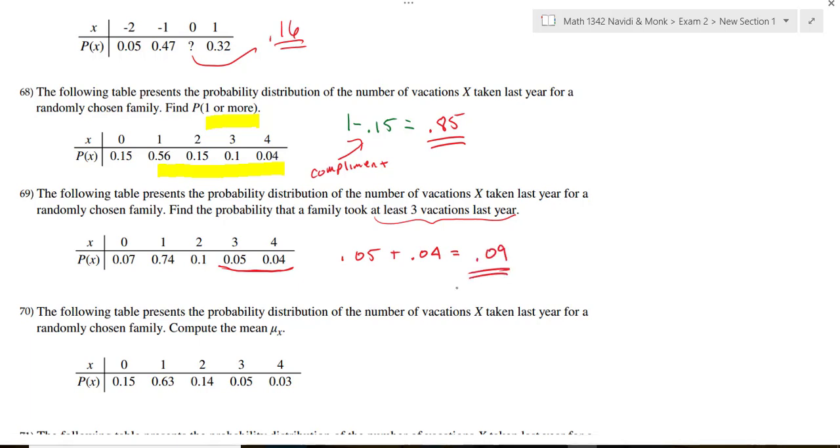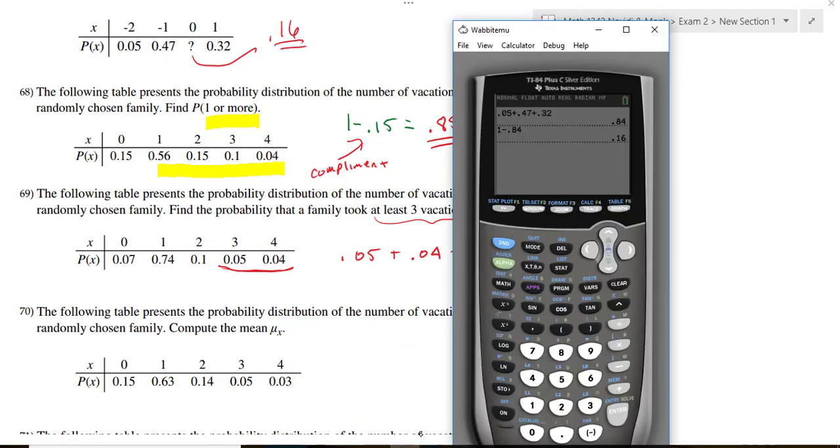Number 70. For this, the following table presents the probability distribution of the number of vacations. Compute the mean. How do I find the mean again? I add up x times p of x, don't I? There's 5 numbers here. I don't want to do it by hand. I want to do it on my calculator. So let's go to Stat, Enter. I've got to clear out the data in my list, and then I put my x's in list 1, and then I put the p of x's in list 2, and go to my home screen.